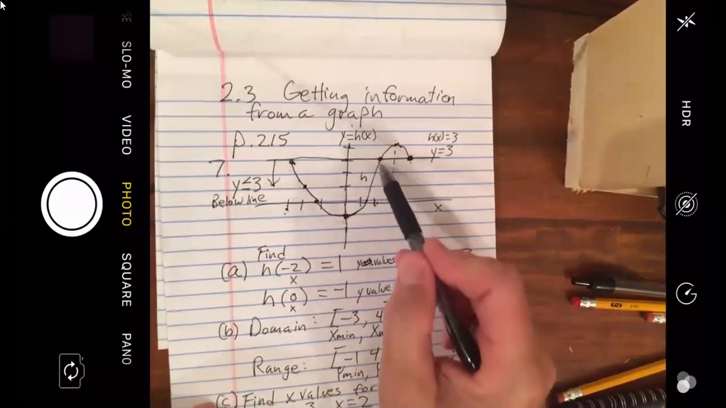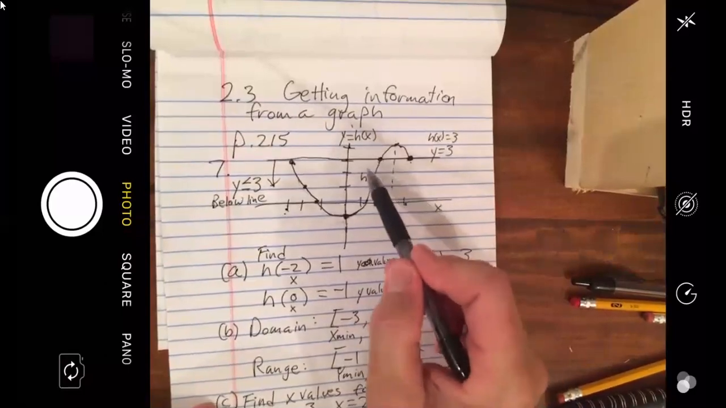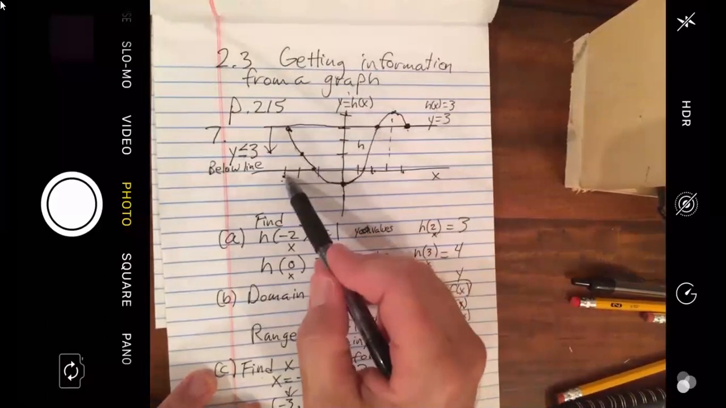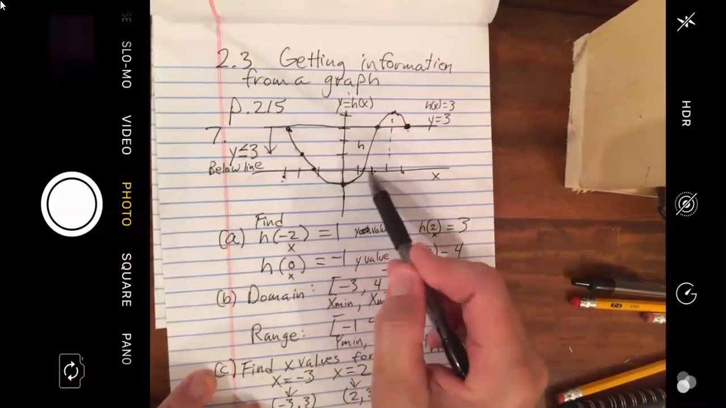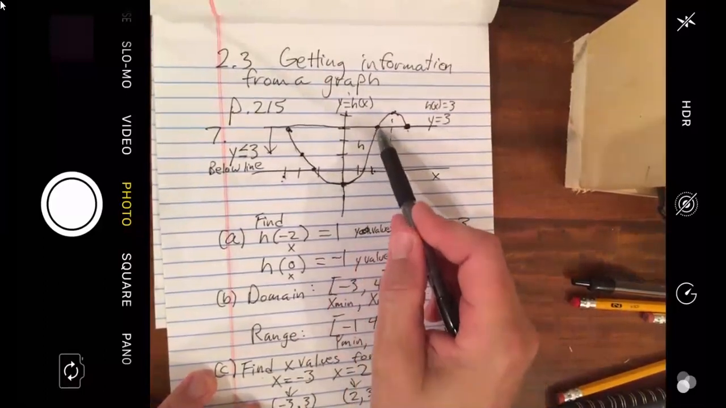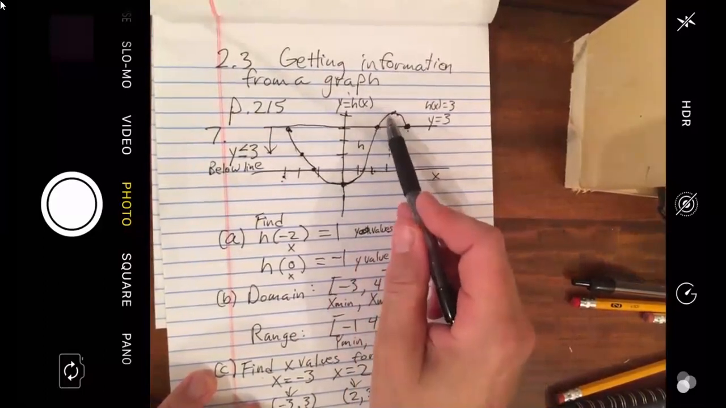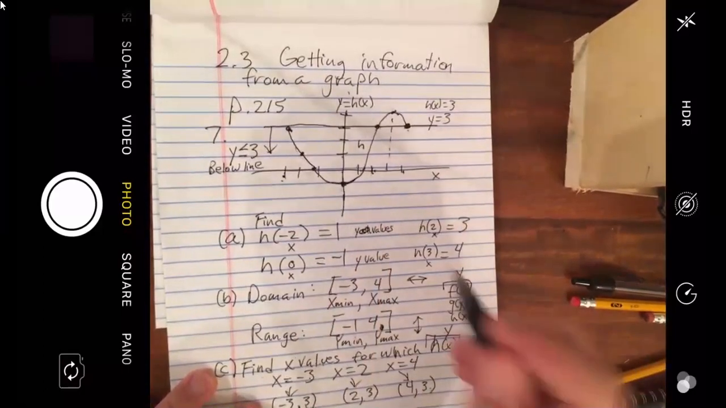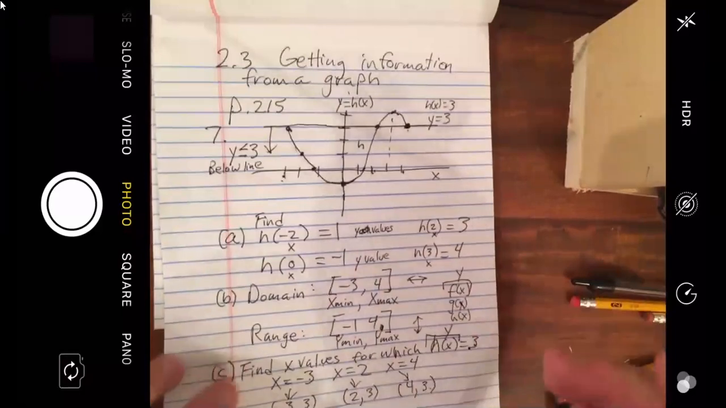Correct. And we're reading the x value here, reading the y's that are less than or equal to 3. Exactly. And the x values start at -3 and finish at 2. Okay. Because beyond 2, they go above, so that's not in. Correct. It's tricky. It's real tricky.